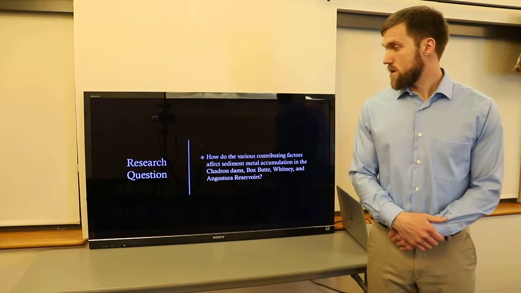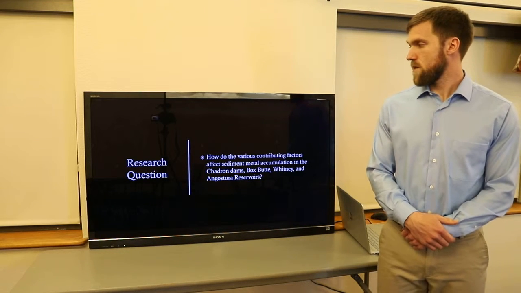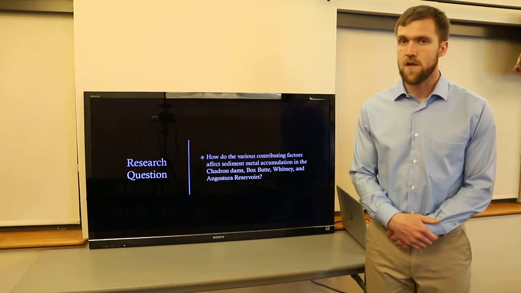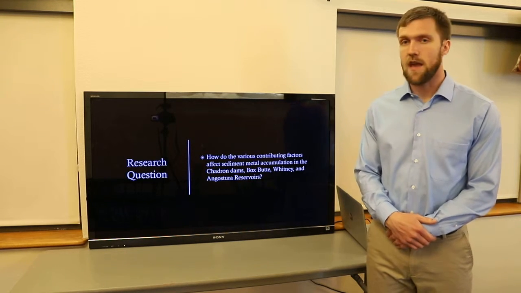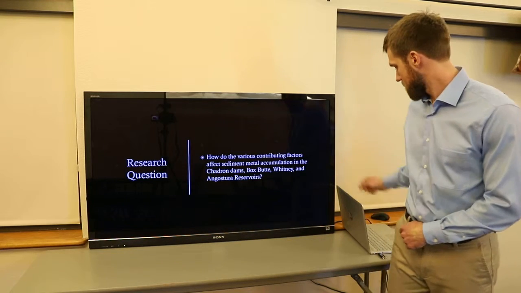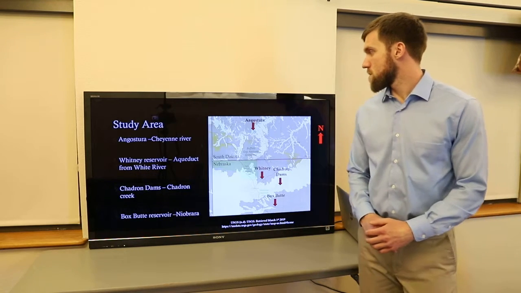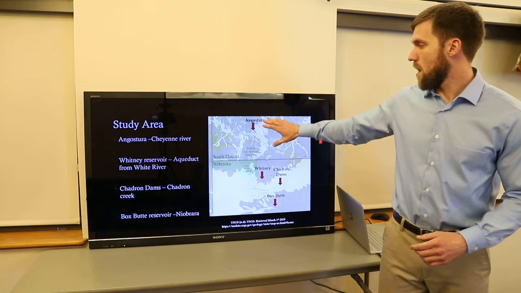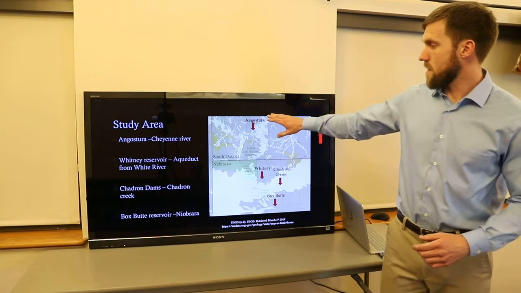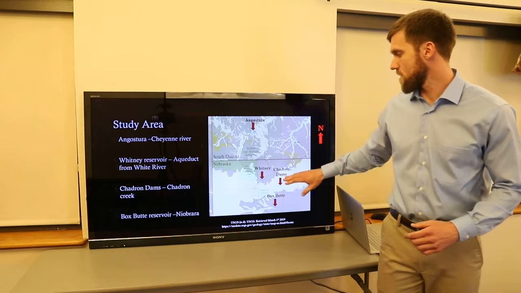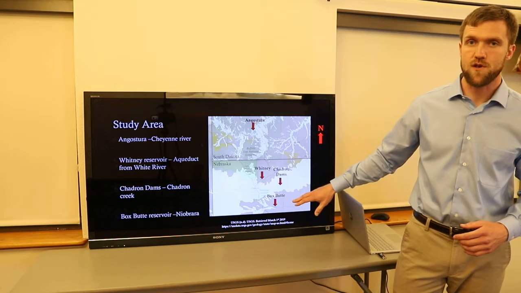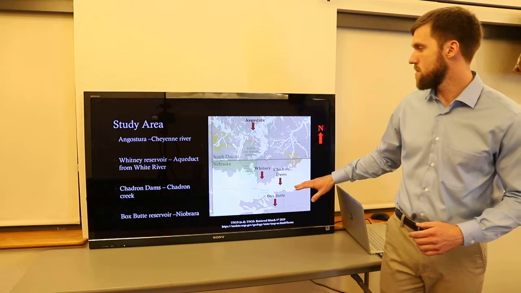My research question was, how do the various contributing factors affect sediment metal accumulation in Box Butte, the Chadron Dams, Whitney, and Angostura reservoirs? So this was my study area. Up here is South Dakota. Angostura was the only reservoir in South Dakota. Down here we have Whitney, the Chadron Dams, and Box Butte, which are all located in Nebraska.